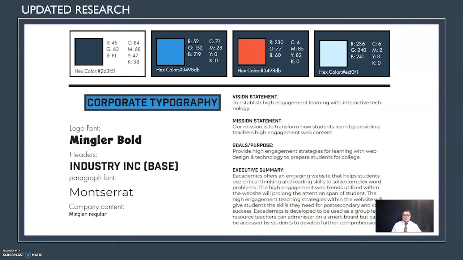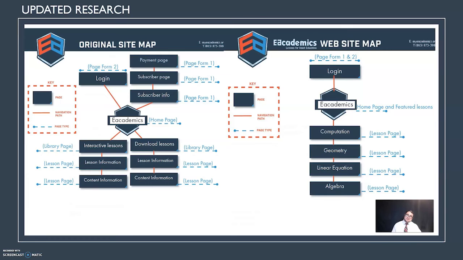And after getting the website Eacademics up and running, the paragraph font was changed from Futura PT to Montserrat to improve user interaction because I noticed it was easier to read Montserrat. On the left-hand side, we have the original sitemap, and on the right-hand side, we have the new web sitemap.